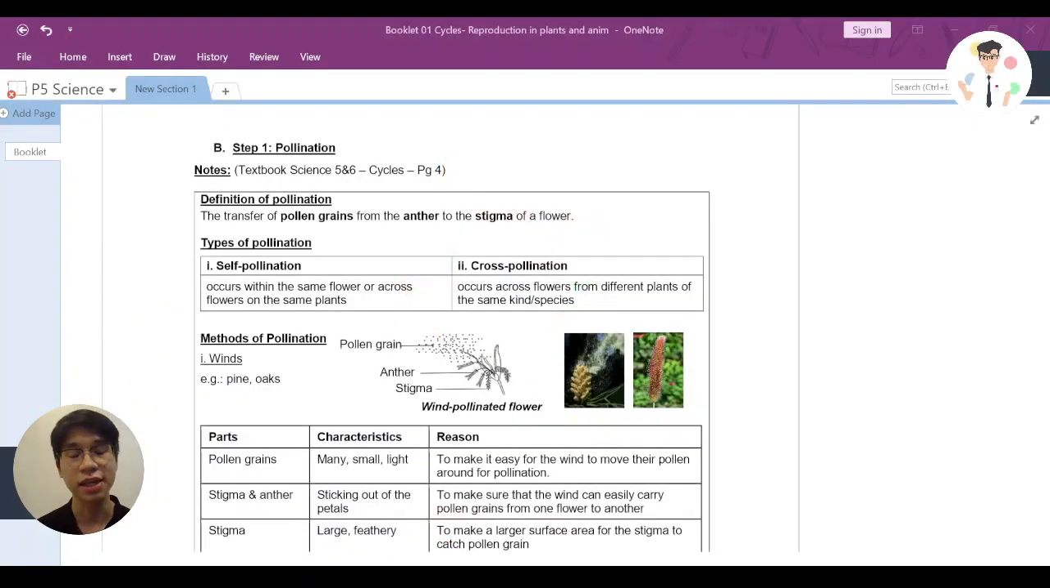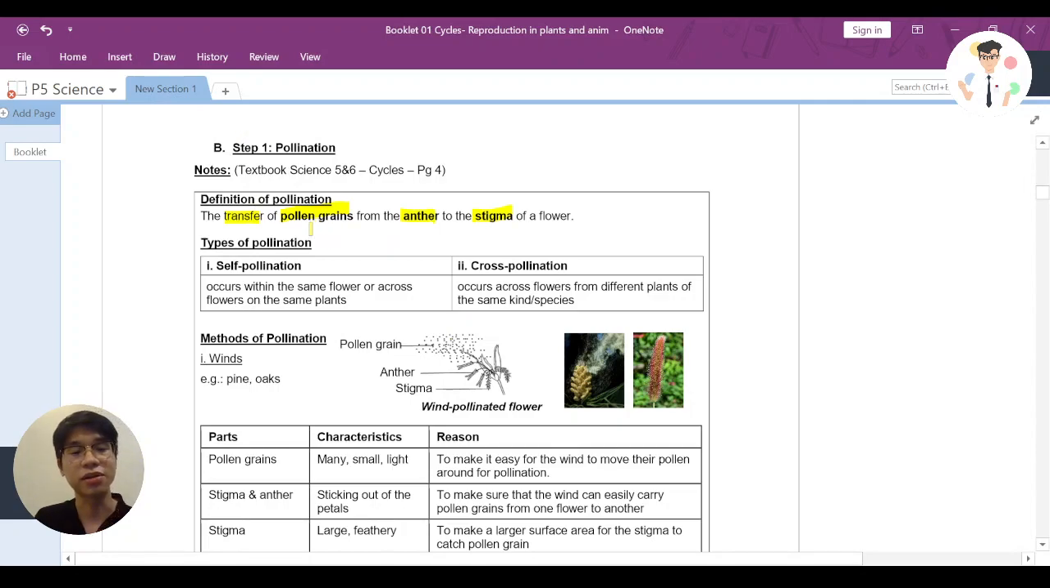Welcome back to Digital class, and this is our discussion for step 1, pollination, which is actually the first step of the process of sexual reproduction of flowering plants. So the first thing we need to understand is the definition, the meaning of pollination. As we can see from here, pollination in simple terms is the transfer of pollen grains from the anther to the stigma. Again, from the anther to the stigma.